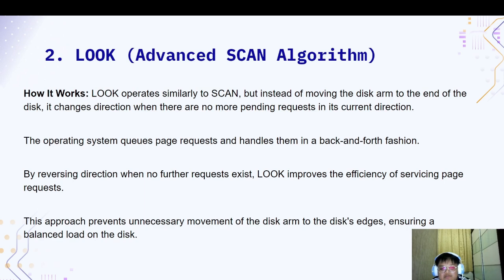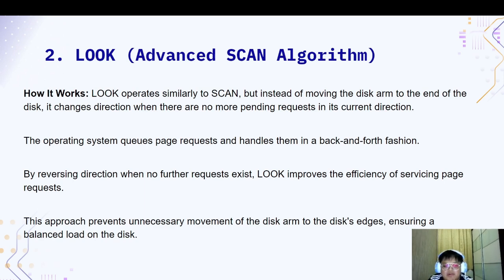The OS queues page requests and handles them in a back and forth fashion. By reversing direction when no further requests exist, LOOK improves the efficiency of servicing page requests. This prevents unnecessary movement of the disk arm to the edges, ensuring a balanced load on the disk.